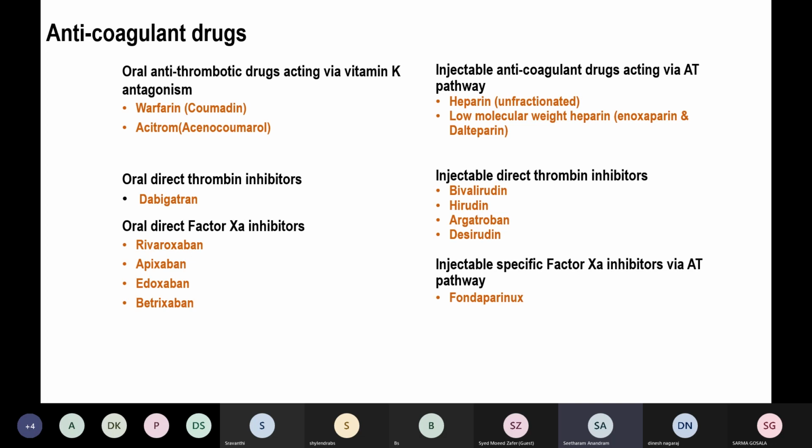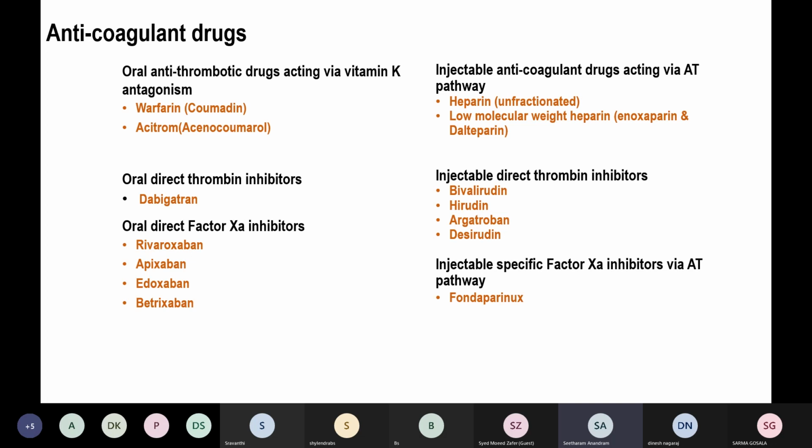Coming to the various anticoagulant drugs, we have the oral drugs and we have the injectable drugs. The commonly used oral drug is the vitamin K antagonist, like warfarin or acenocoumarol. And then we have the newer oral anticoagulant agents like dabigatran, which acts on thrombin. And we have rivaroxaban, apixaban, edoxaban, and betrixaban, which act on factor 10A. Of these factor 10A inhibitors, only rivaroxaban and apixaban are available in India. I don't think the other two are available.